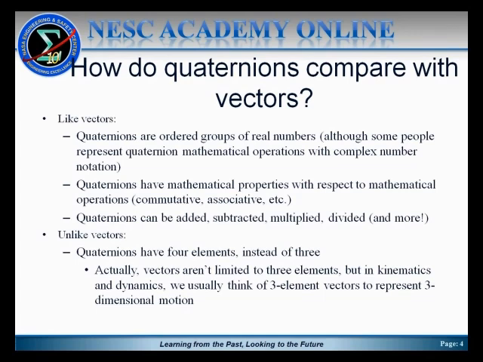But unlike vectors, quaternions have 4 elements instead of 3. And as the subnote here says, vectors, again, are not limited to 3 elements. But in the dynamics and kinematics applications that we typically use, we normally think of vectors as 3 elements because we're representing 3-dimensional motion. So quaternions would have 4 elements instead of the 3 that we normally work with for position, velocity, and acceleration vectors.